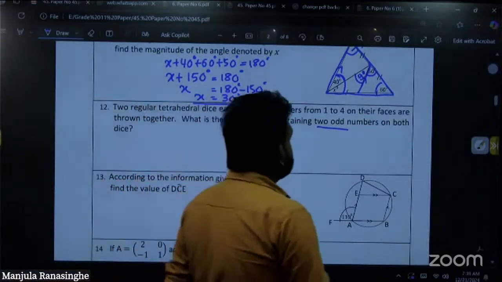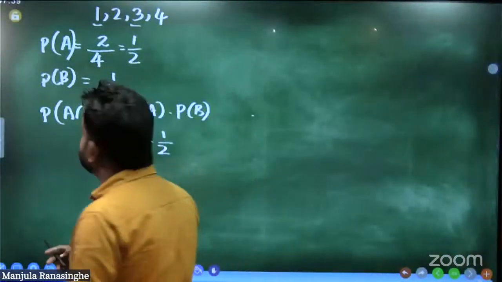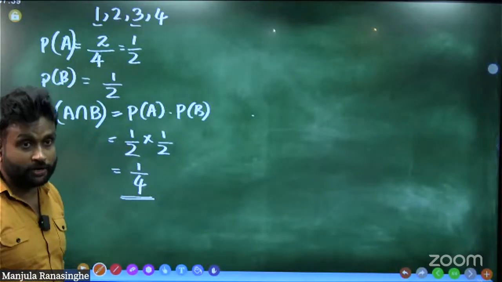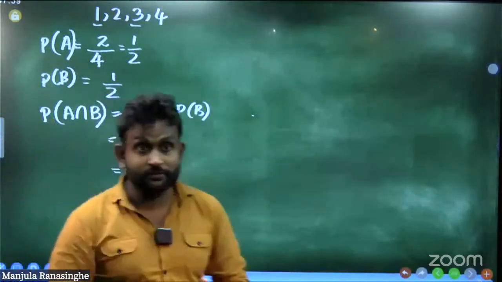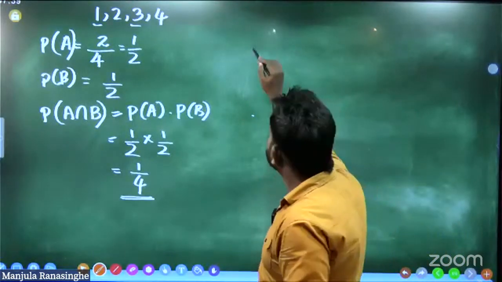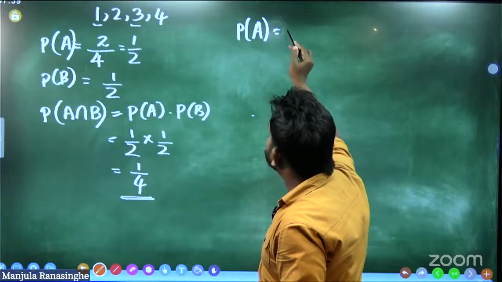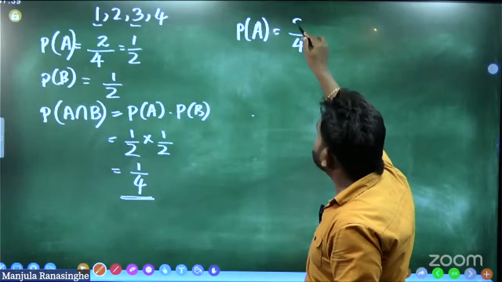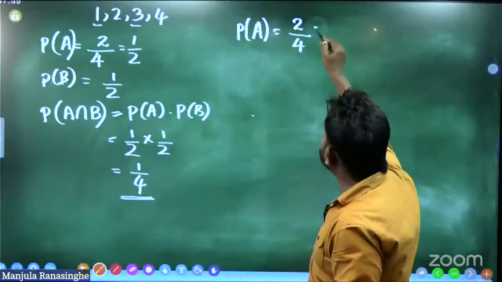Here, this is the case. They are asking, they simultaneously tossed two dice numbered from 1 to 4. And they are asking, taking both cases, odd numbers. So we get that event. There are two events. Event A is taking an odd number on the first die. Then P(A) you can individually find: total 4 in a die, and out of that, 2 are odd numbers, then it comes as 1 upon 2.